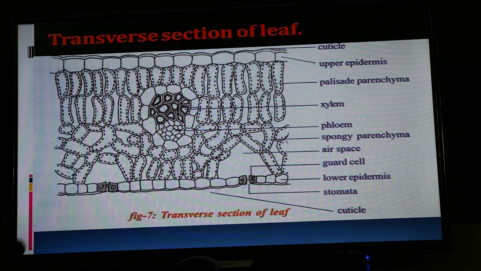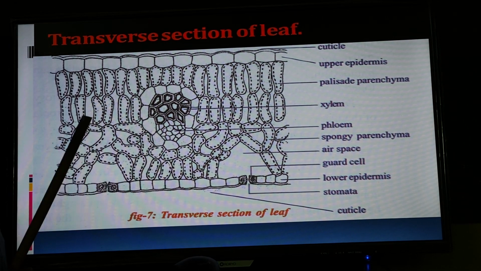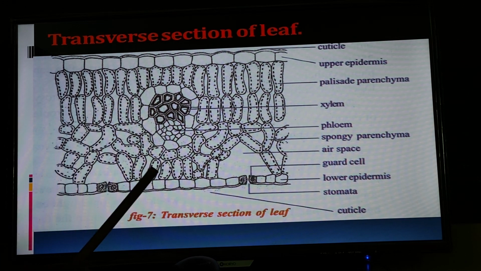This is about the transverse section of the leaf. From the exam point of view, this diagram is very important. So this is the transverse section of the leaf.